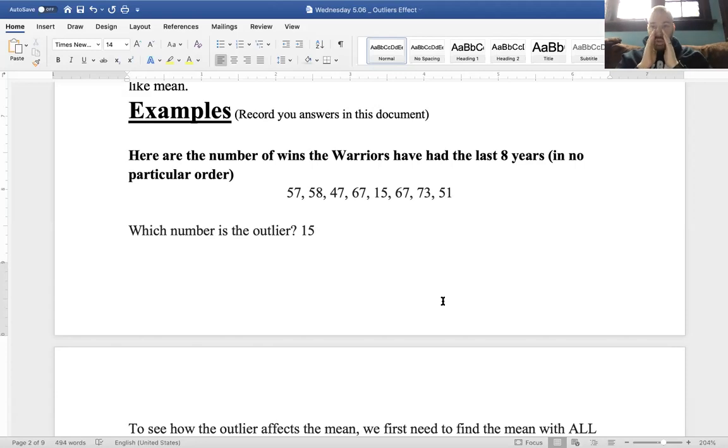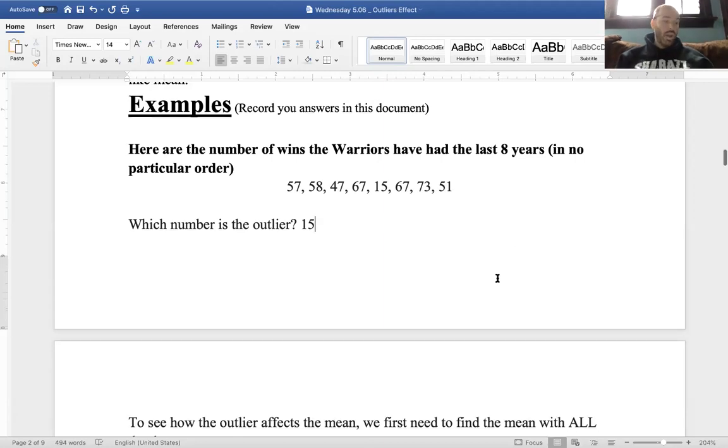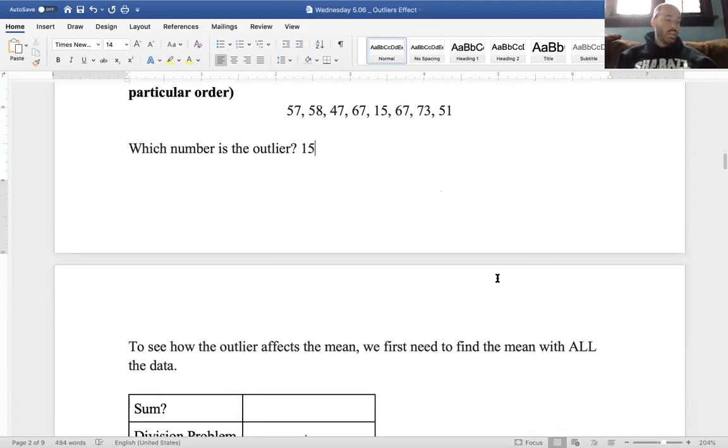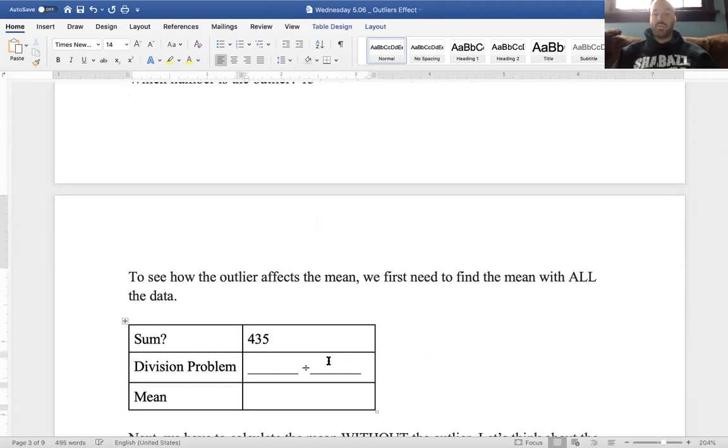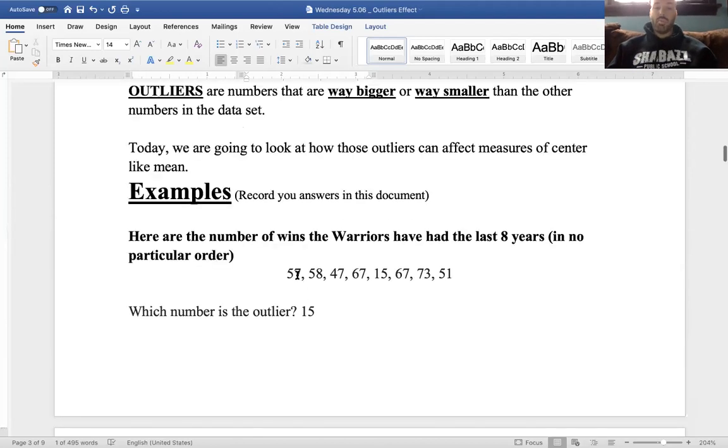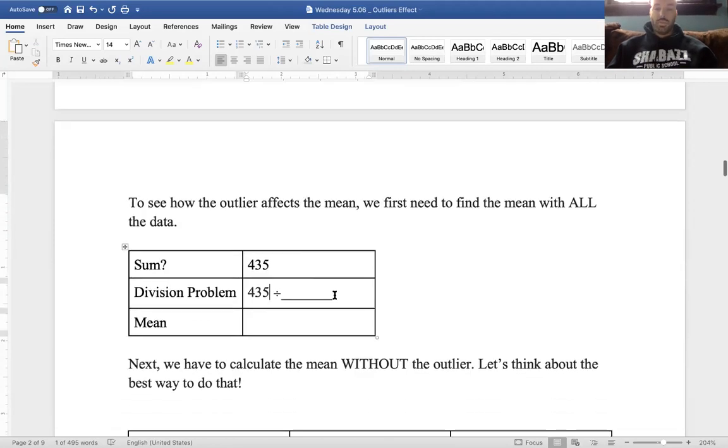I'm sure none of you are using a calculator. No way. Okay, when you add all of those together, not using a calculator, I'm sure you came up with a sum of 435. When we get 435, remember that's not our mean. We still have to divide. We're going to divide by 1, 2, 3, 4, 5, 6, 7, 8. 435 divided by 8. You can stop at the tenths place when you do this on your scrap paper. 435 divided by 8 is 54.3.